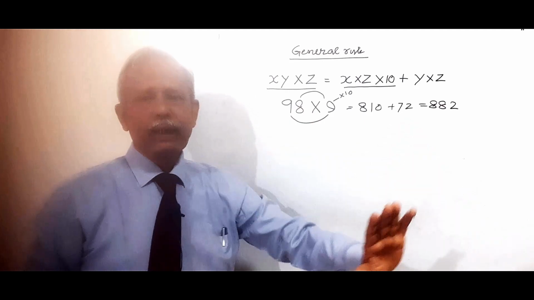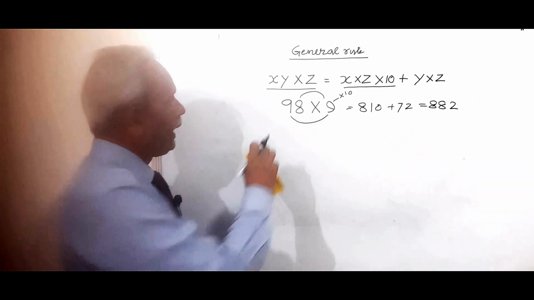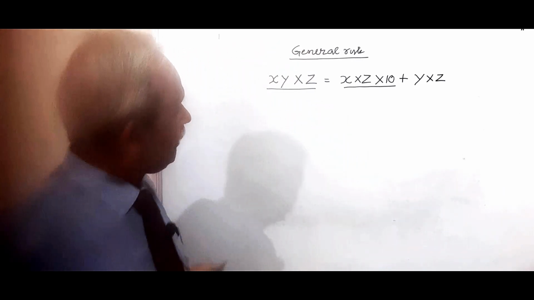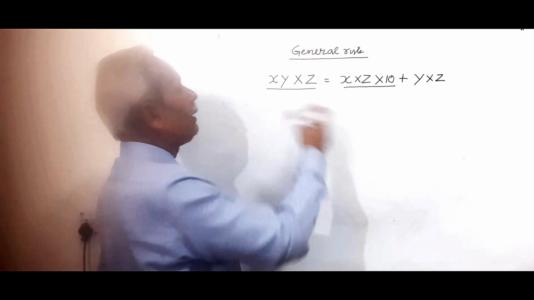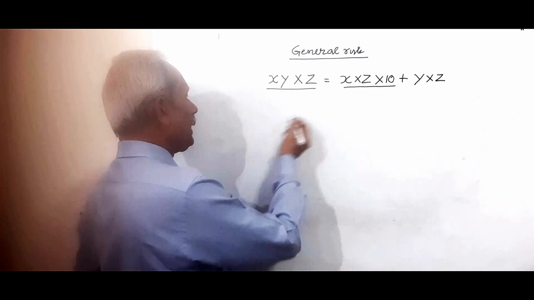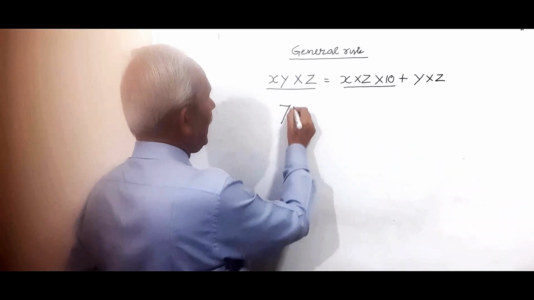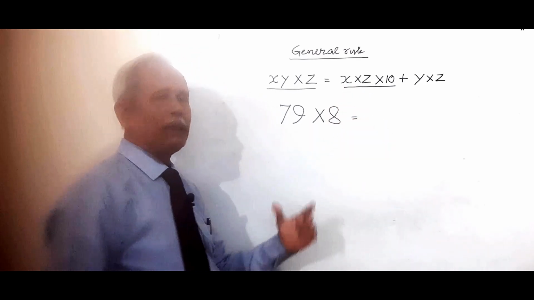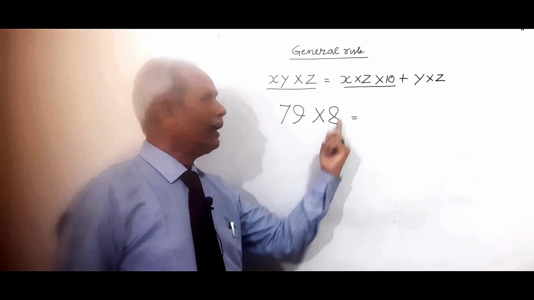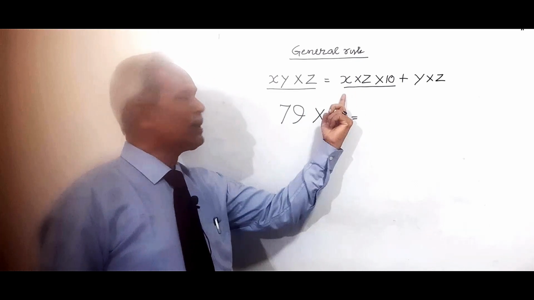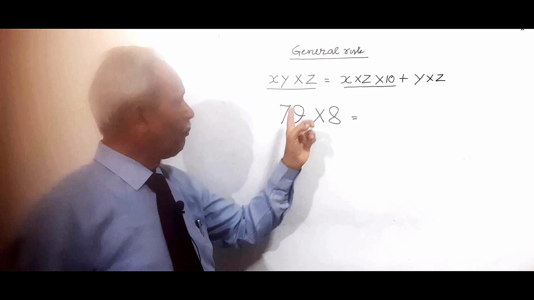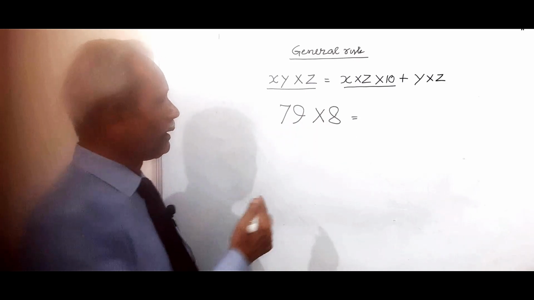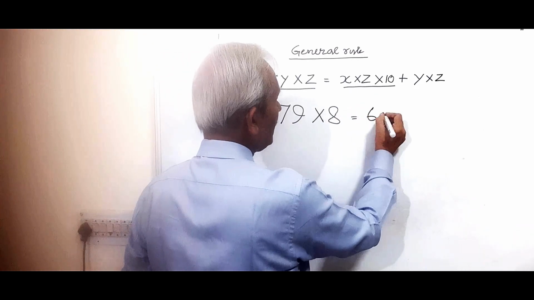We can straight away say, so for any number between 1 to 100, we can very well and very quickly find out the answer of any number of the multiplication table. I'll take another arbitrary example, 79 into 8, right? So we'll do that same method. 7 into 8 into 10. 7 into 8, 56 into 10 is 560, plus 9 into 8 is 72. 560 plus 72, 632. So 632 is the answer.